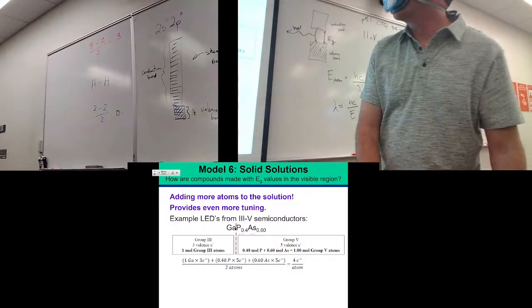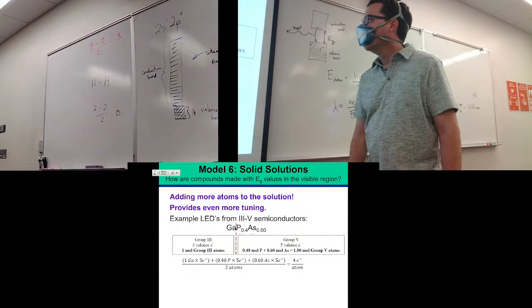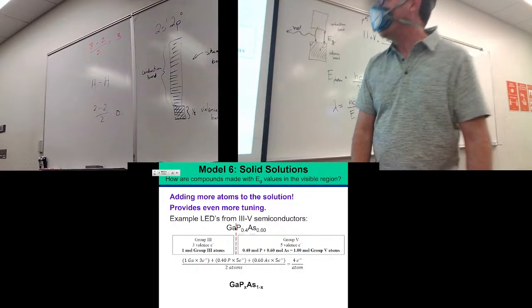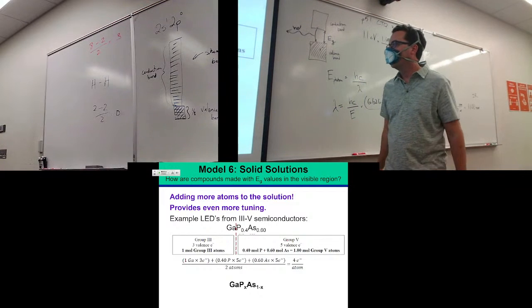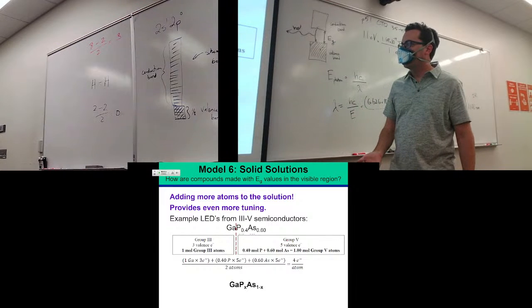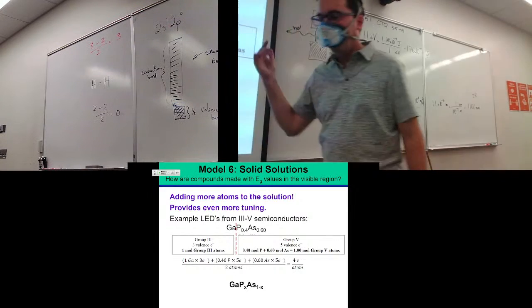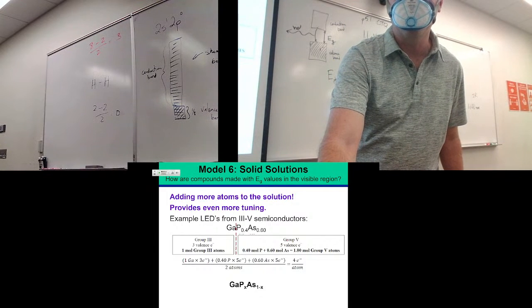Okay? So here's kind of the formula. I don't know if we have time to do this today. But here's the generic formula for gallium with phosphorus and arsenic. I could use any ratio of phosphorus, and then I would have to figure out how much arsenic I could use as a result.